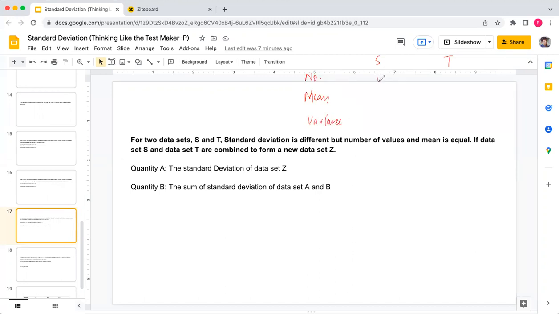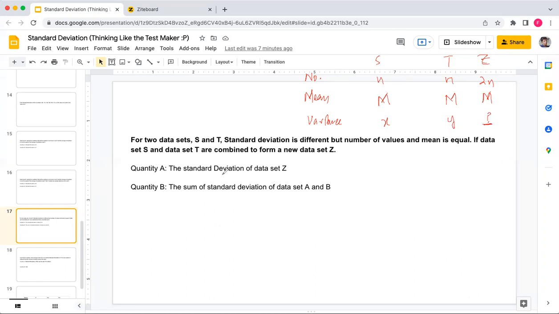The number of elements is the same, for example, n, and the mean is also equal, for example, M. And the variance is different. Let's call this X, let's call this Y. And if we combine these to Z, the total number of elements will be 2n, the mean will be M, and we need to find this first. So that will be just the weighted average of this.